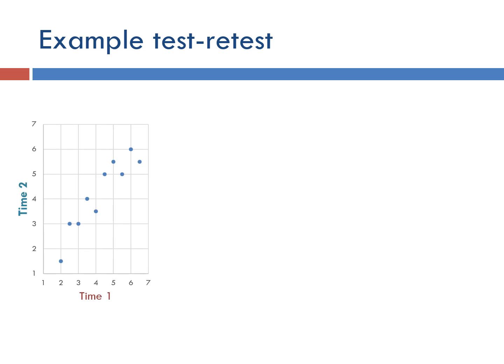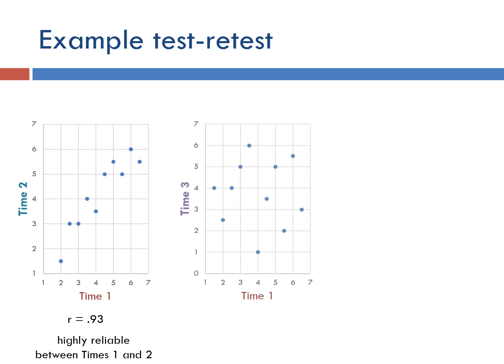We see time 1, time 2. We have this same kind of chart with the low scores at time 1 are the same as time 2. The high scores at time 1 are the same as high scores at time 2, or similar. Again, that 0.93, I'm using the same data. You see this is highly reliable between times 1 and 2. We have good test-retest reliability.